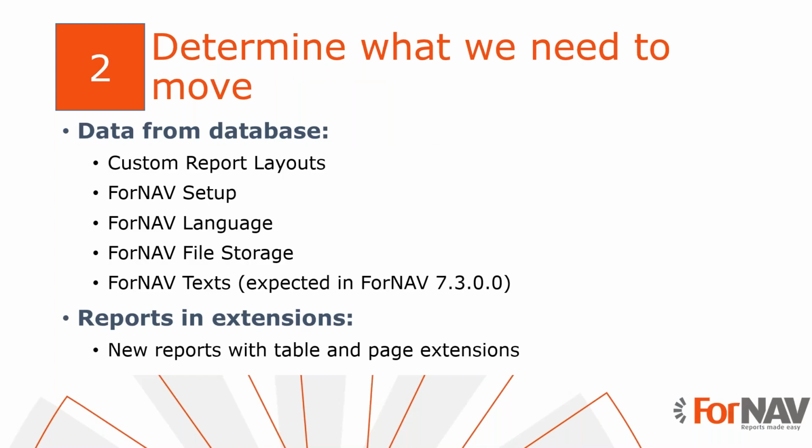The first thing we need to do is to determine what we need to move from sandbox to production. There are two things to consider: data in the database and the extensions you have created. Data in the database are simple. These are tables in the Business Central database that contain data that we need, which are the custom report layouts, of course, the ForNAV setup, the ForNAV language, the ForNAV file storage, and in ForNAV 7.3 we will have text and some other bits and bobs that we will also add to the ForNAV backup. An extension is a bit more complicated. These are packages that we need to compile with either the ForNAV Designer or Visual Studio Code.